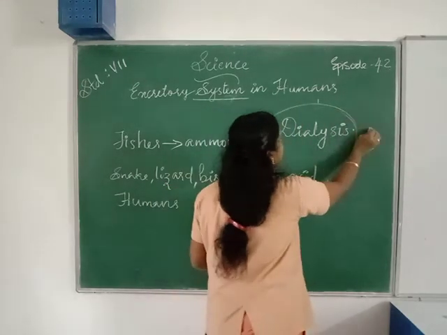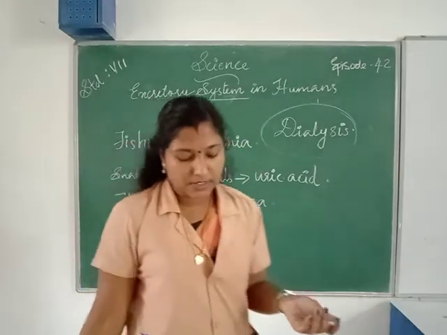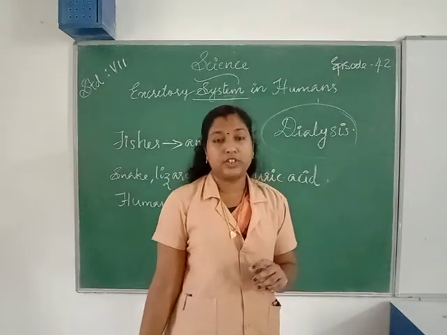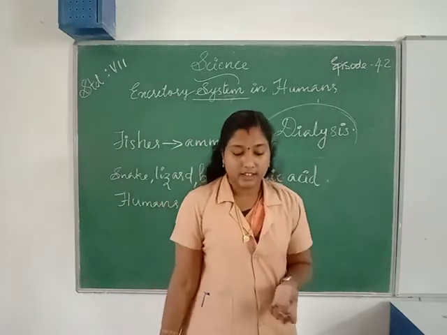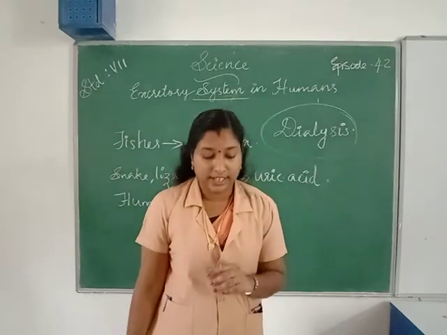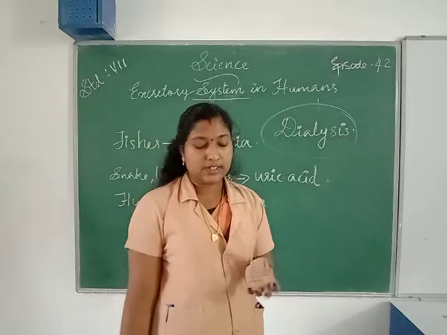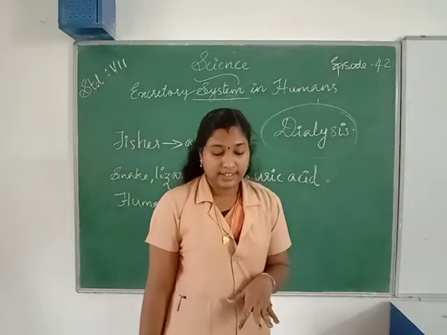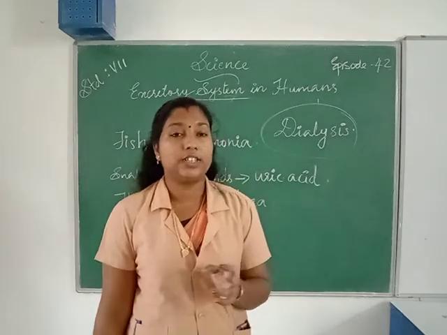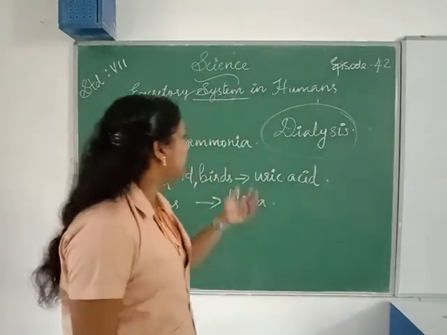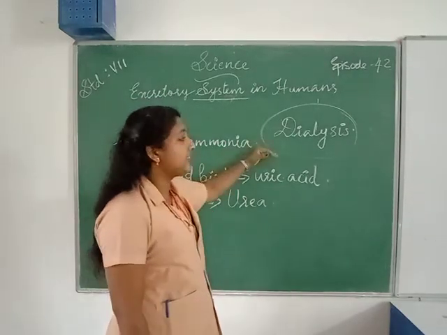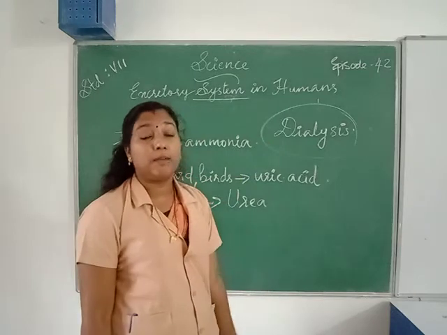This dialysis. Sometimes a person's kidney may not work. Due to infection or injury, as a result of kidney failure, waste products are accumulated in the blood itself. So such persons cannot survive. During that time, the blood is filtered periodically with the help of an artificial kidney. That process is called what? Dialysis. That process is called dialysis. Once again about dialysis. Sometimes a person's kidney may not work.